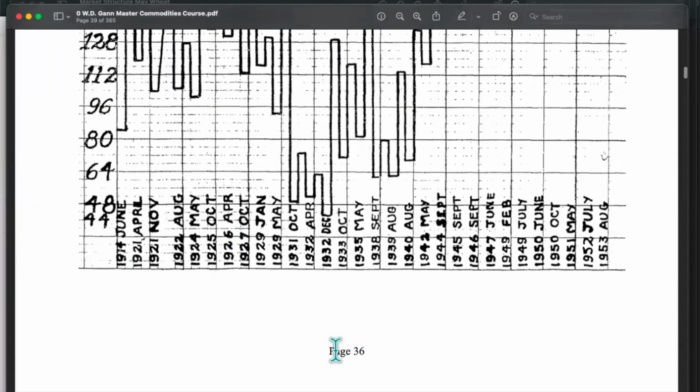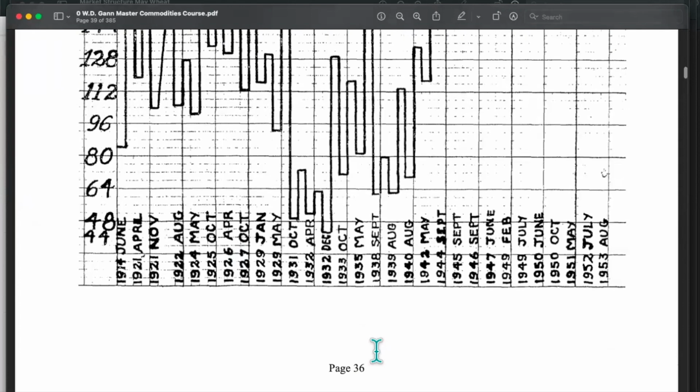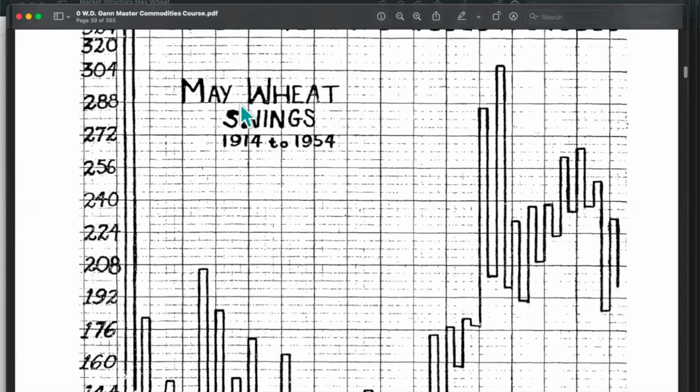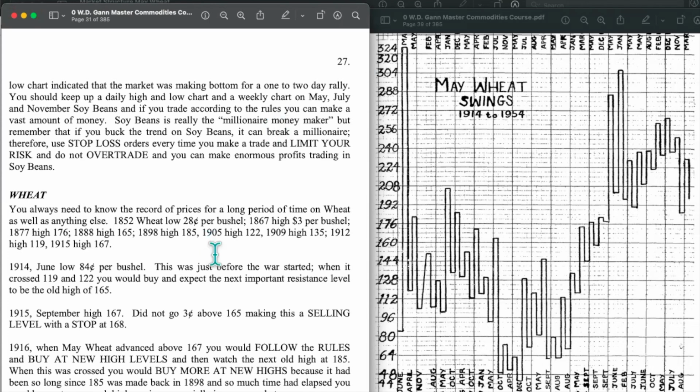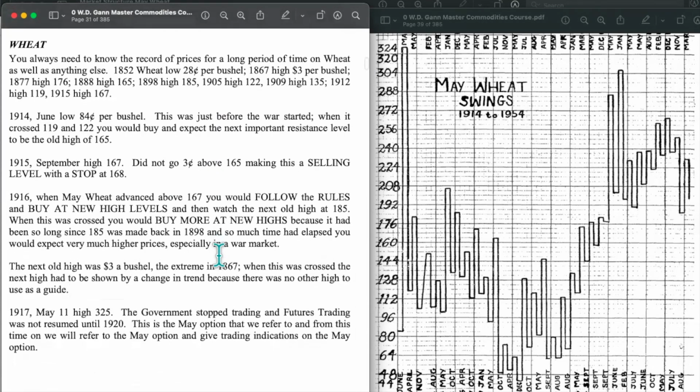Now, on page number 36 of the book, we have the May wheat swings from 1914 to 1954, almost 40 years of data, which has been given to us. Over here, what we'll do is take the details or description about wheat from the book, and try to simultaneously see them on the chart. So we have the chart somewhere around from 1914. The details have been given over here.